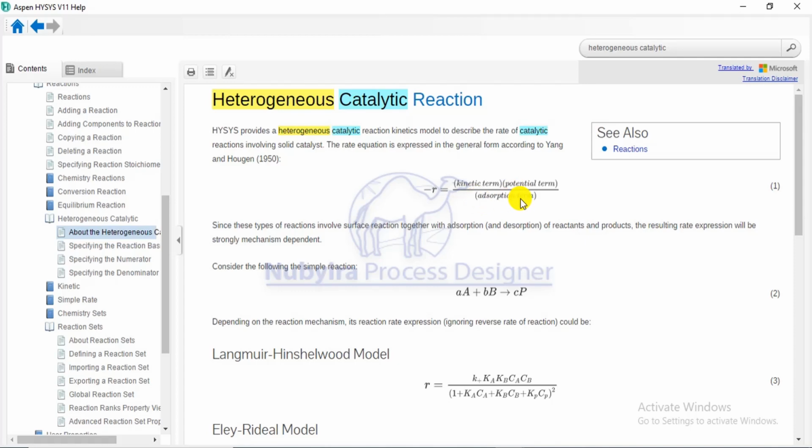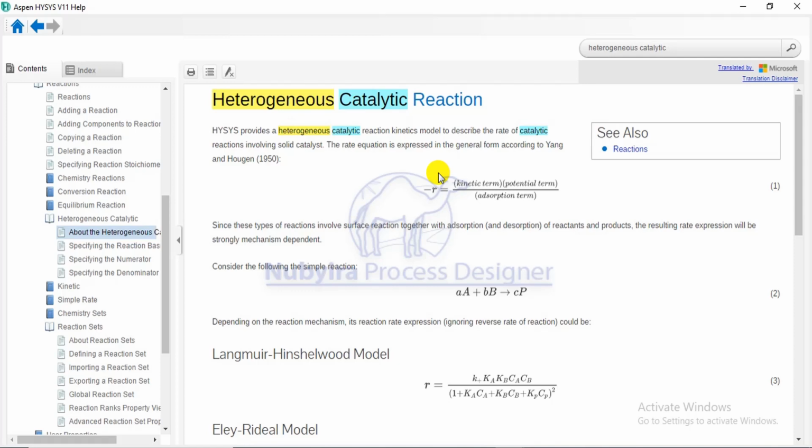So when you come in contact with a rate equation that has a division, where you have an expression at the top and then an expression below, your likely guess should be that it is a heterogeneous catalytic model. So if you have a reaction where the rate equation is taking this form, your most likely guess should be that it's the heterogeneous catalytic model.